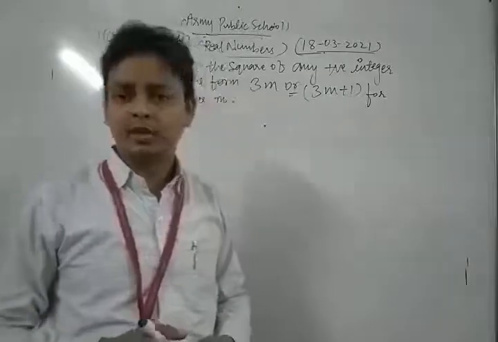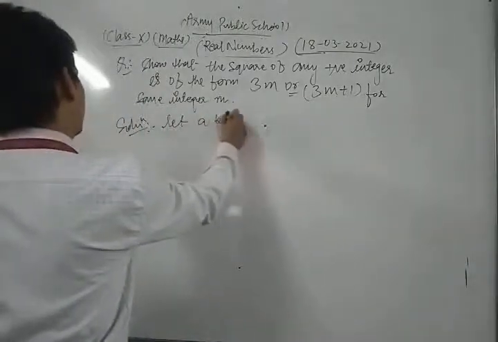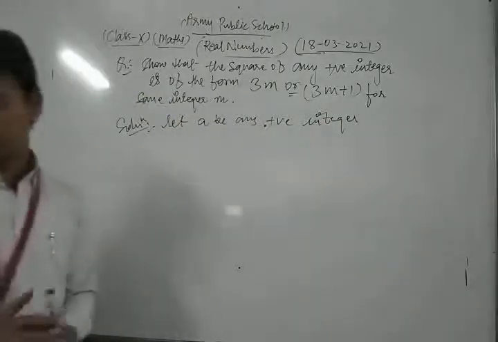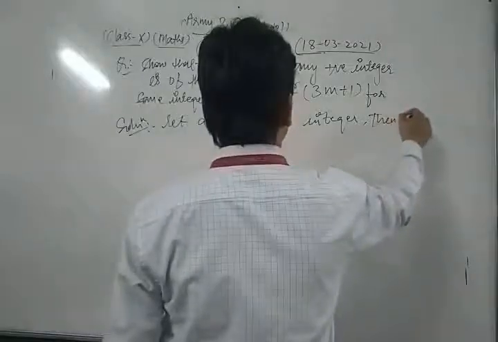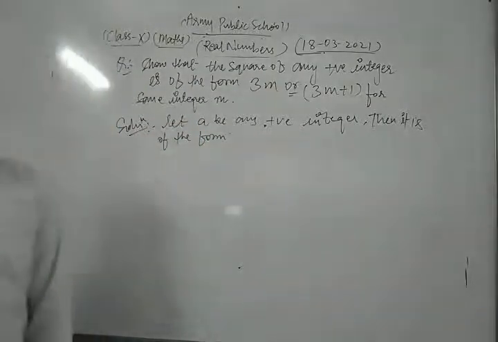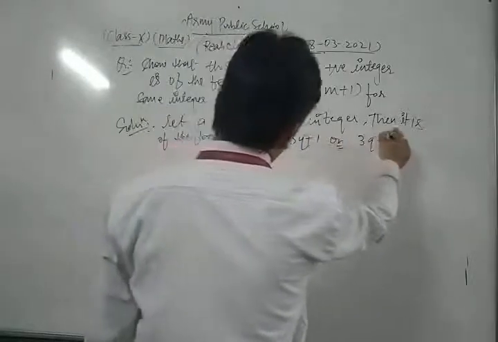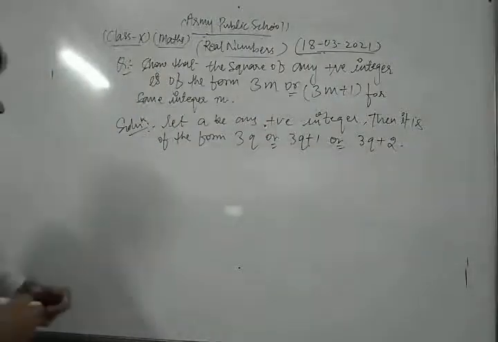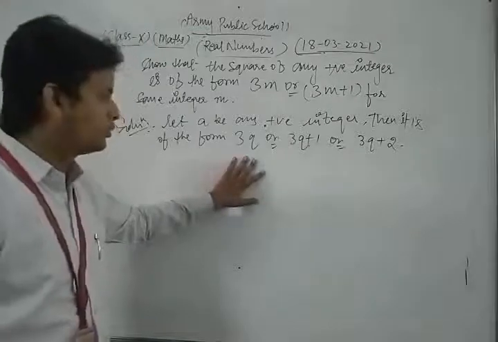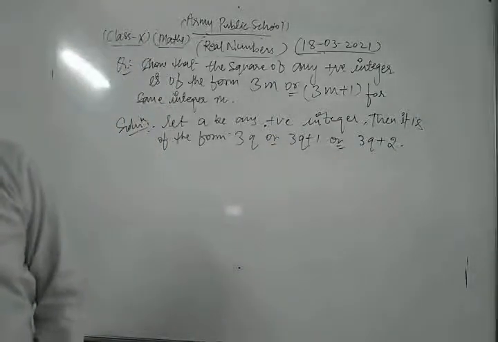This is a very important question. Okay, now let's see. First of all, dear students, let a be any positive integer. Then it is of the form 3q or 3q plus 1 or 3q plus 2. In that type of question we take, let a be any positive integer, then it is of the form 3q or 3q plus 1 or 3q plus 2.